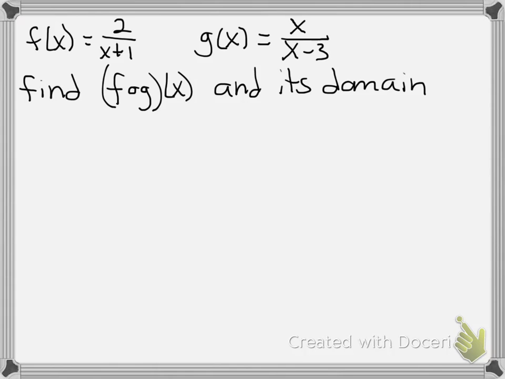All right, let's talk about composition functions. So we have f of x equals 2 over x plus 1, g of x equals x over x minus 3, and we are asked to find f composed of g of x and its domain. So let's talk about what that notation means.